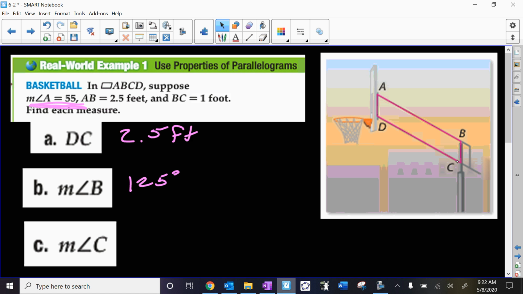And then for angle C, well, I can use angle B, or I can know that opposite angles are congruent, which in this case, A is congruent to C. And since A is congruent to C, we know that angle C would be 55 degrees.